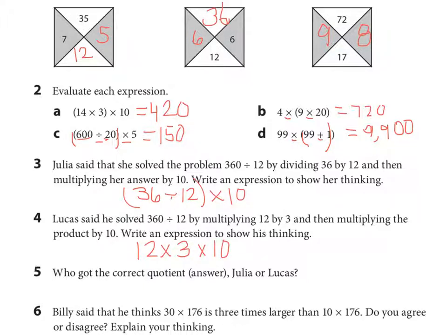Number 5, who got the correct quotient or answer, Julia or Lucas? So let's think. 36 divided by 12 is 3. 3 times 10 is 30. 12 times 3 is 36. 36 times 10 is 360. So which is the correct answer to 360 divided by 12? Is it 30 or 360? Right, 30 is the correct answer. So we would have to say Julia.